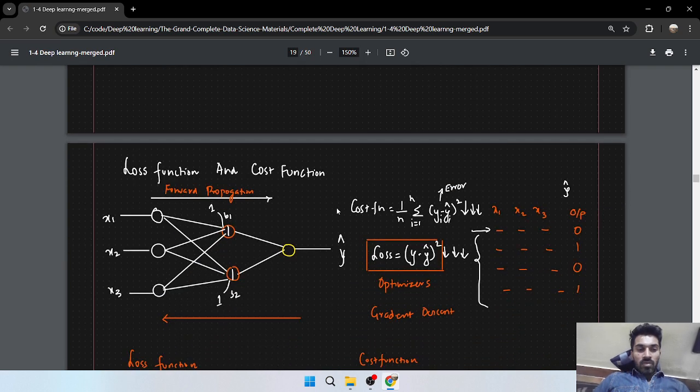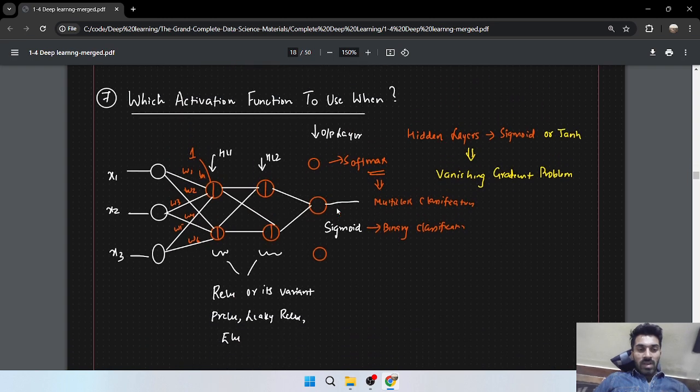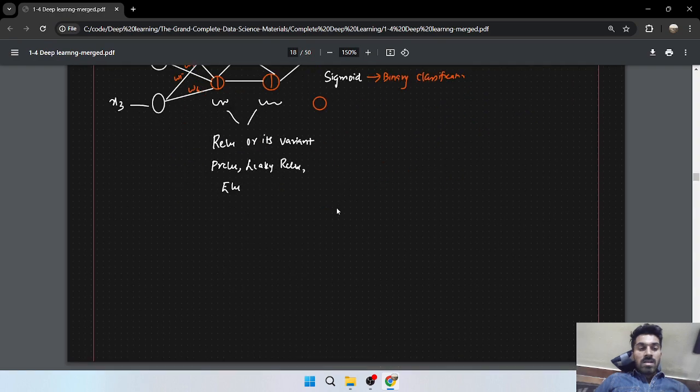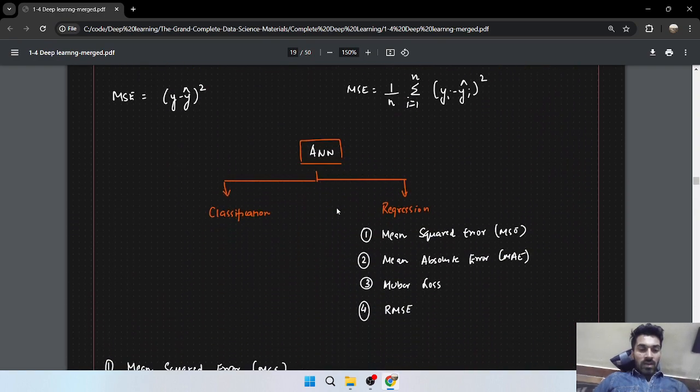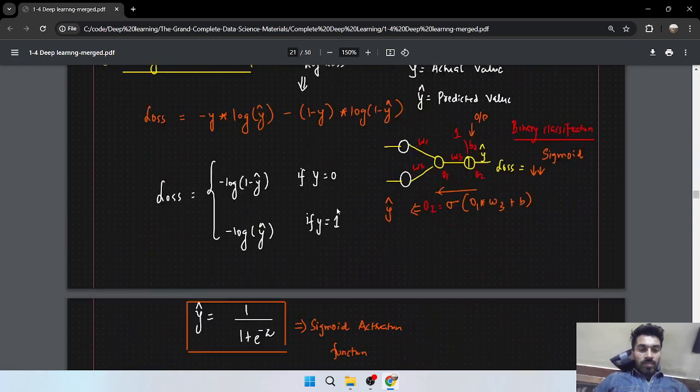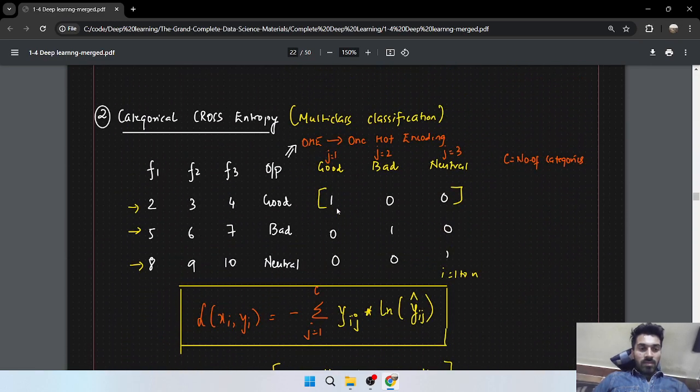Now coming to the loss function and cost function. This is done, I think you are able to understand it. Now we will learn loss function and cost function.